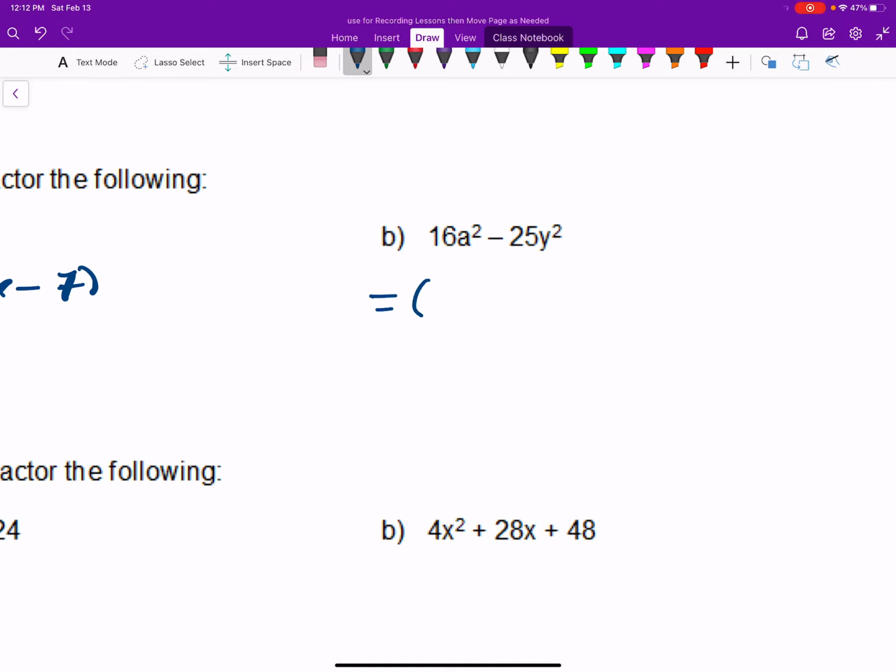Again, take the square root of the first term. So square root of 16 is 4. Square root of a squared is a. Put that in front of both the beginning of each bracket. Square root of 25 is 5. Square root of y squared is y. Put that at the end of each bracket. Put a plus sign in one bracket and a minus sign in the other. And again, that's all you have to do.